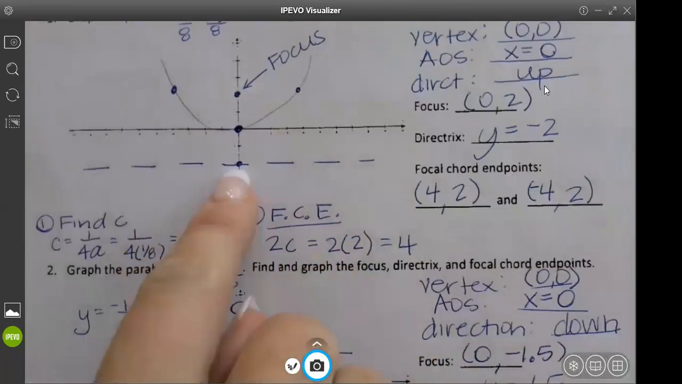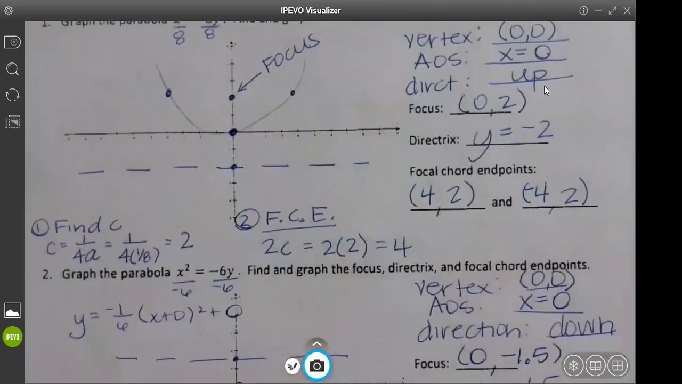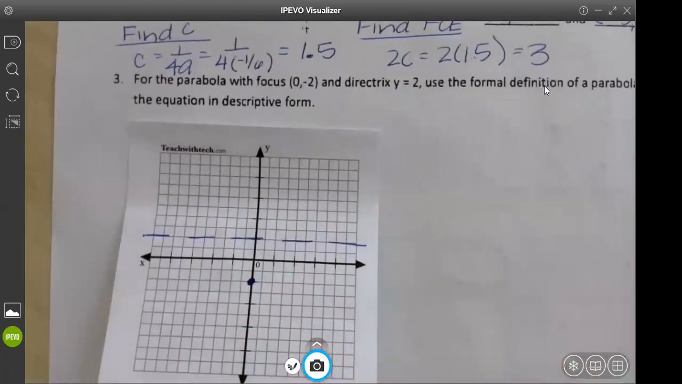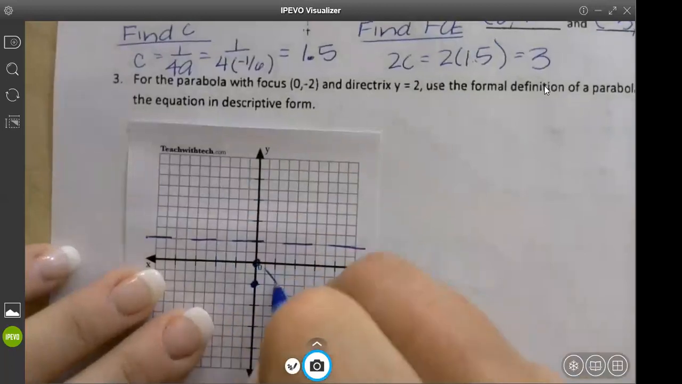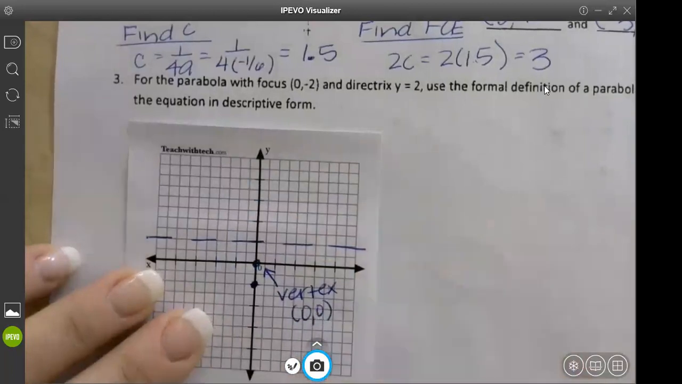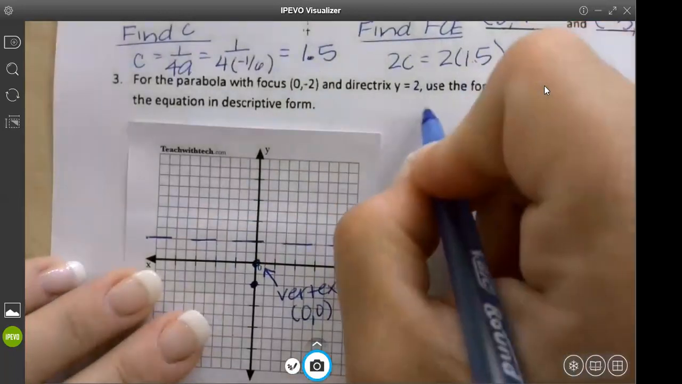Focus, vertex, directrix. Where is the vertex compared to the focus and the directrix? What kind of distance? Yeah, it's equal distance between, so it's halfway between, right? So if we're looking at this, what point is halfway between that directrix line and the focus? 0, 0. So here's our vertex. Is everybody good? Vertex is 0, 0.